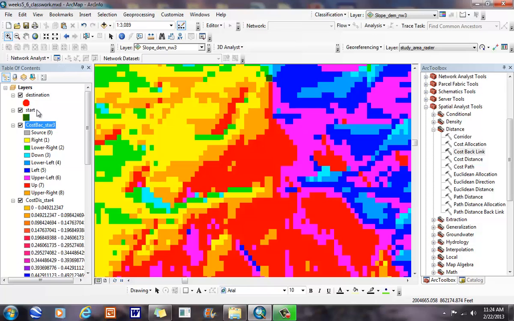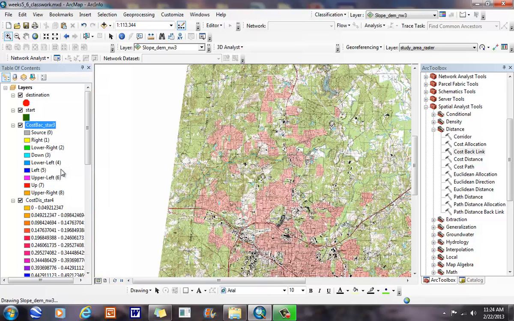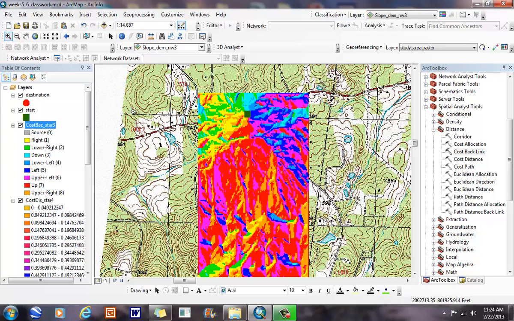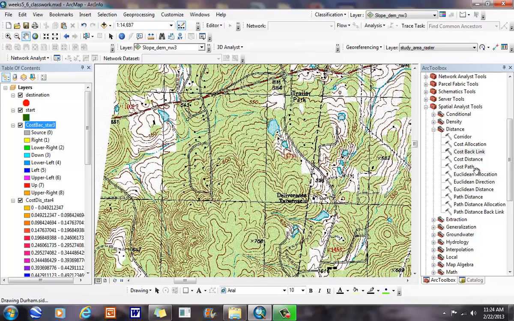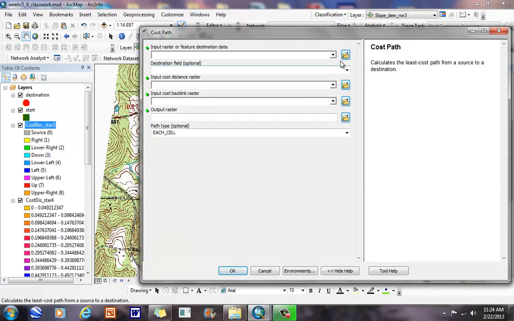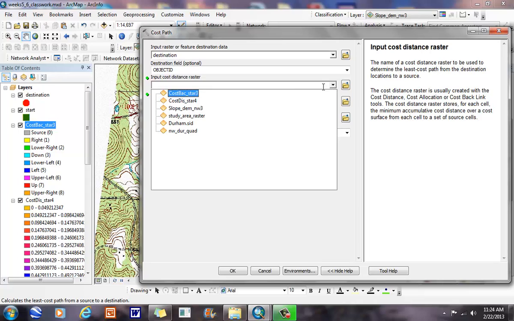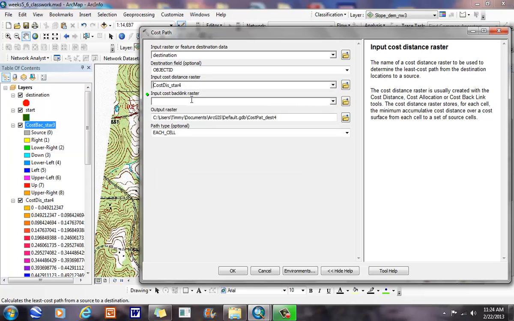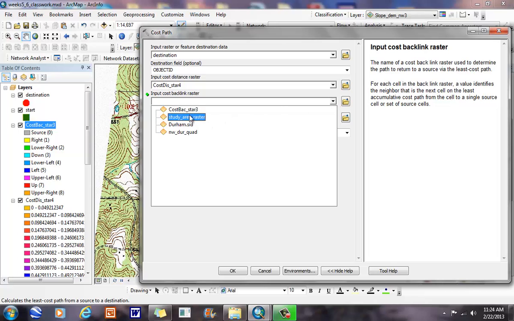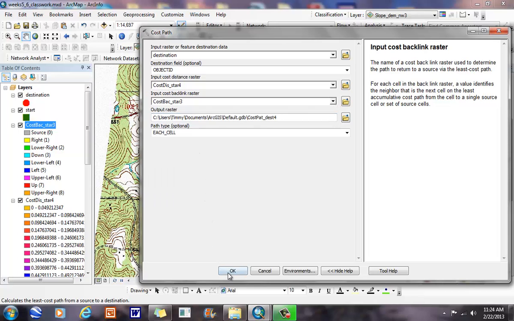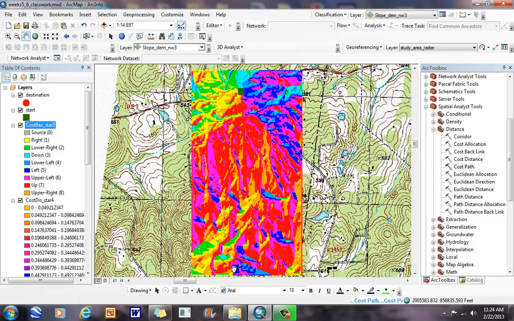Okay, and when I zoom back out here, I'll zoom right to here. The last thing I need to do here is compute my cost path. My destination is going to be my destination here. I'll leave my destination field the same. My cost distance is the one I went through and calculated before. Here's my backlink, and here's my output. I'm going to run this algorithm using these directions. That'll tell me the least cost path to go from my start to my destination.